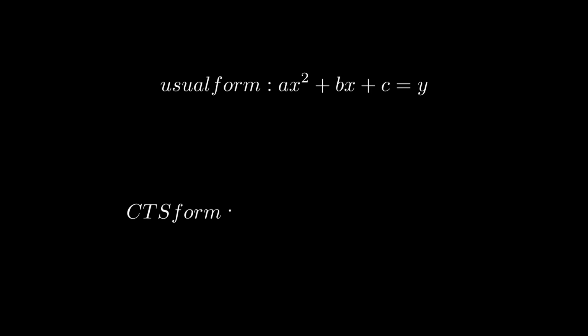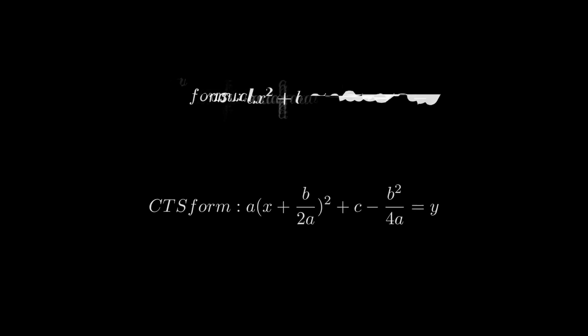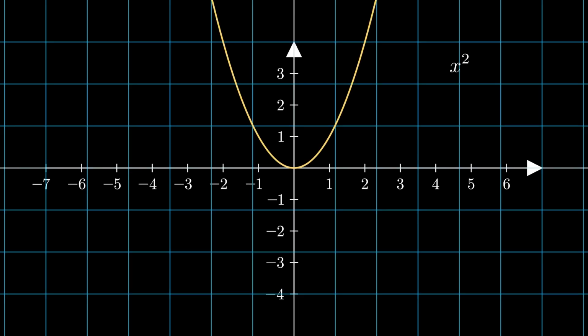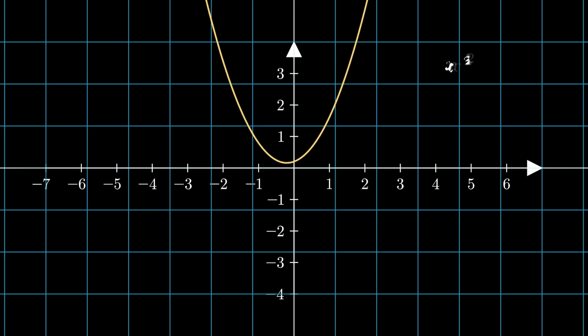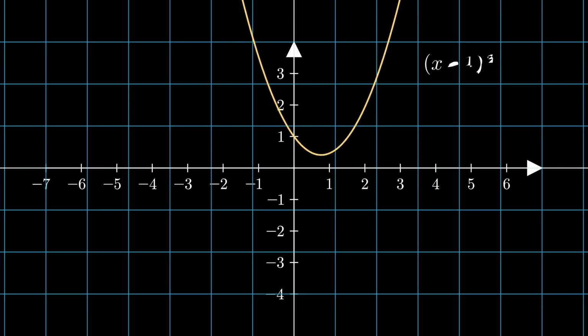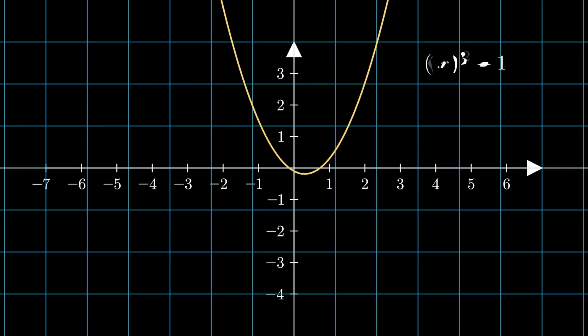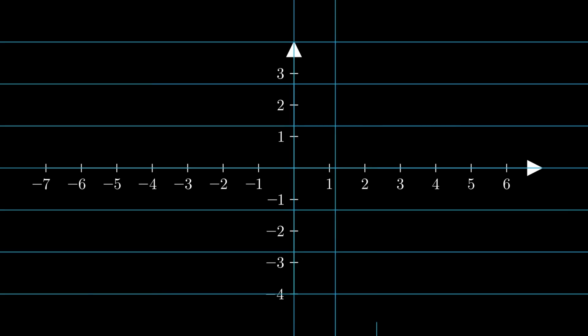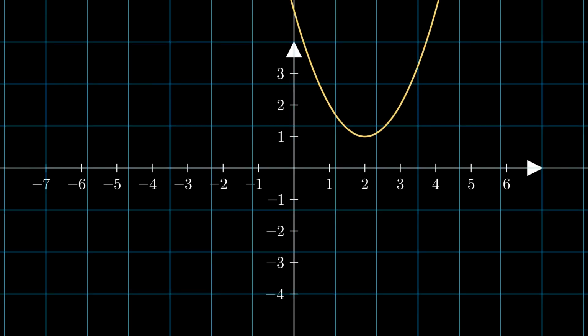What's great about completing the square is that it's not only a way to find the quadratic formula, it also makes it clear what kind of transformation is done to the quadratic, such as shifting left, right, up, down, or both. Now, let's check the other method using symmetry.